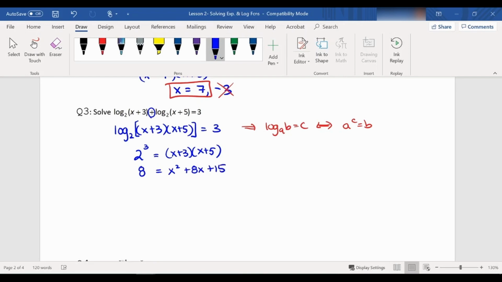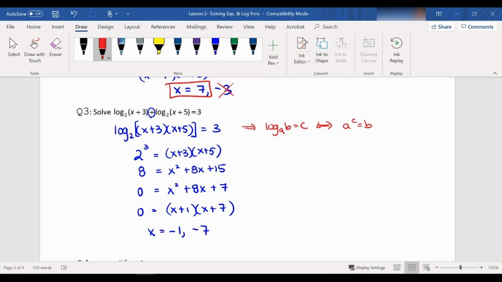Again, once you have a quadratic, we know we need to make it equal to 0 and factor. So I'm going to subtract that 8 from both sides. And then if I factor, I get x plus 1, x plus 7. So x is equal to negative 1 or negative 7. So see what I mean? We've got two negative answers. That doesn't mean they're both automatically rejected.